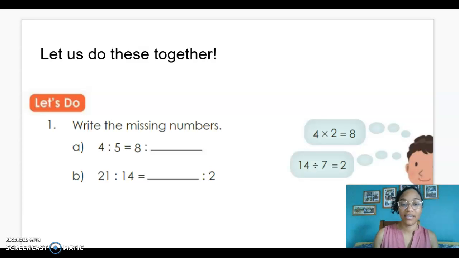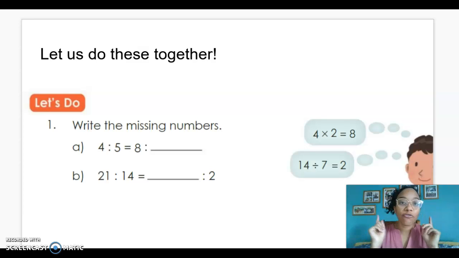21 to 14 equals something to 2. Now we know the second terms. So let's look at the relationship between 14 and 2. 14 divided by 7 equals 2. So I need to divide 21 by 7 to find the first term of the second ratio.